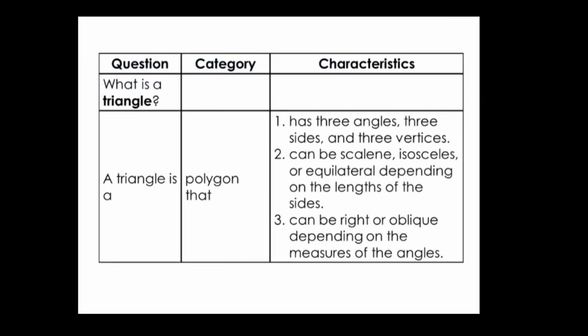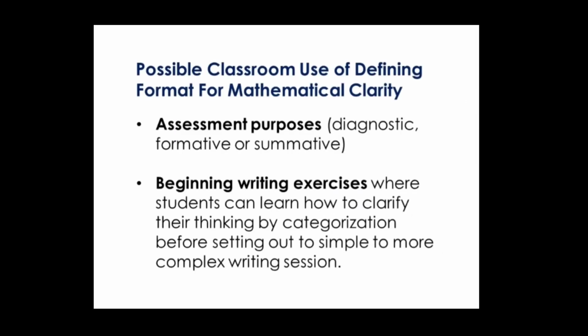For example, you may ask your students the question, "What is a triangle?" The students should look for the category of the triangle. In our sample, it is a polygon. The next is to identify the characteristics of the triangle. In our sample, there are at least three characteristics of a triangle. Defining format for mathematical clarity can be used inside the classroom as assessment and as a beginning writing exercise.